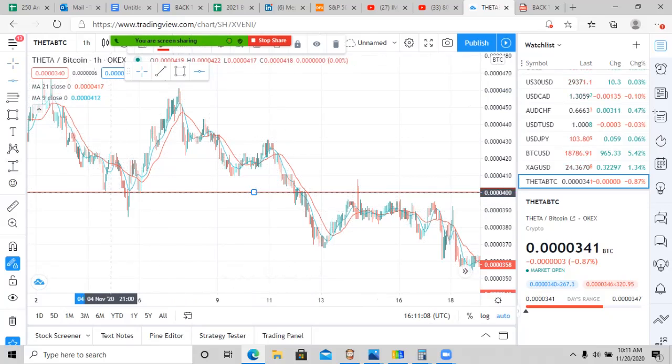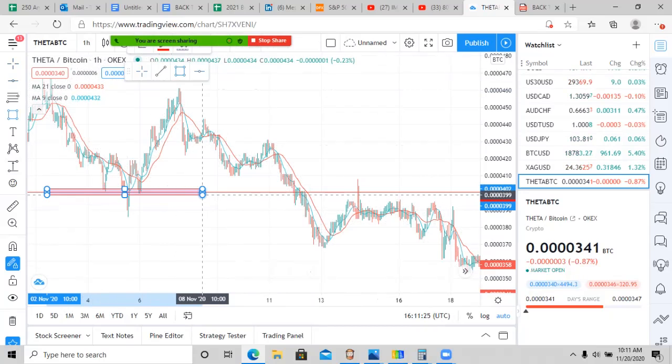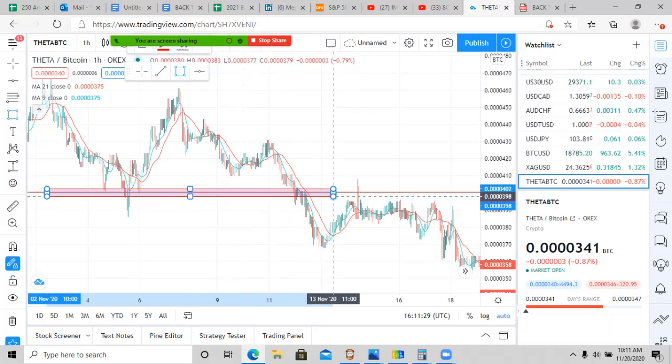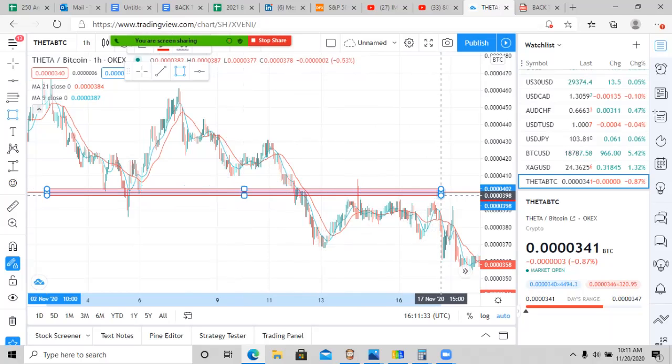boom, we have a touch here, touch here, touch here, then it breaks up. So this could be a great support area for us. What we would do is take this and draw a box here. That is a great support right there. And you can do it all the way out, because you'll see how it respects it all the way through.